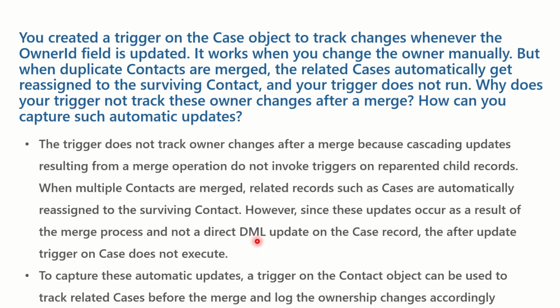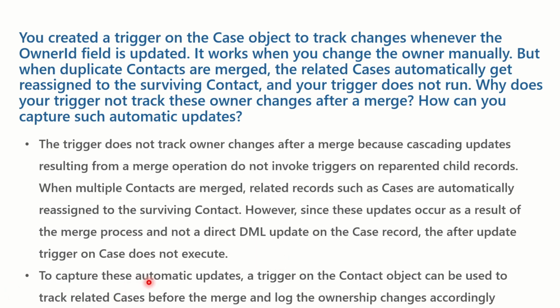The first question also handled the same concept. Was it a direct DML? So here again, is it a direct DML on the case record? No. Then the trigger will not execute. Even if the condition is satisfied, your owner ID is updated, but is it a direct DML? No. It was a result of the merge process, the merge of contacts. So the DML happened on contacts, but not on the case record. That's why the trigger did not execute. Okay.